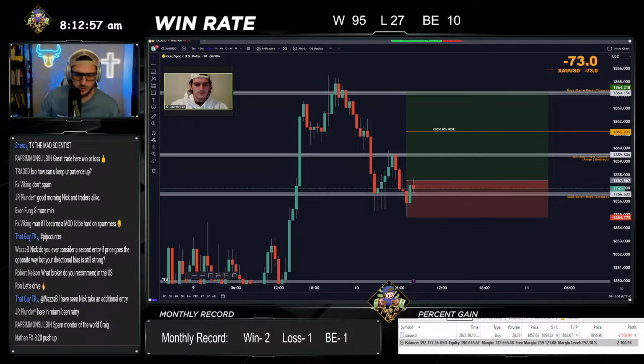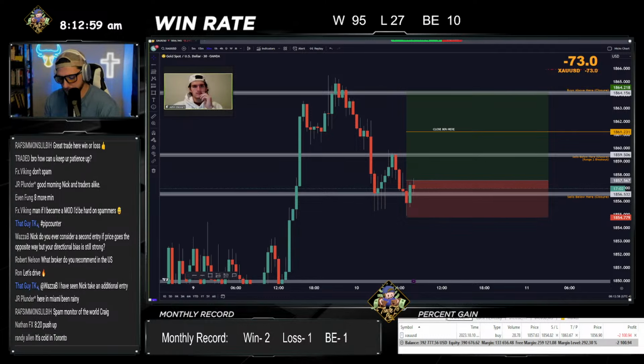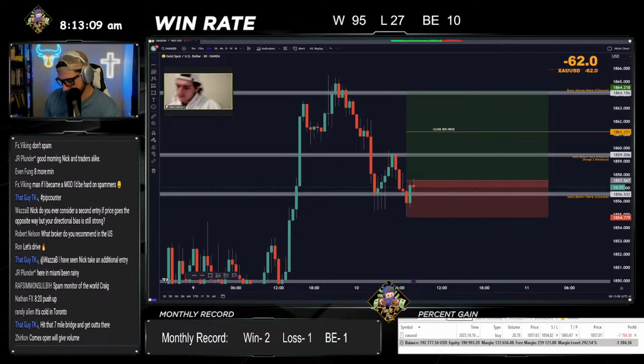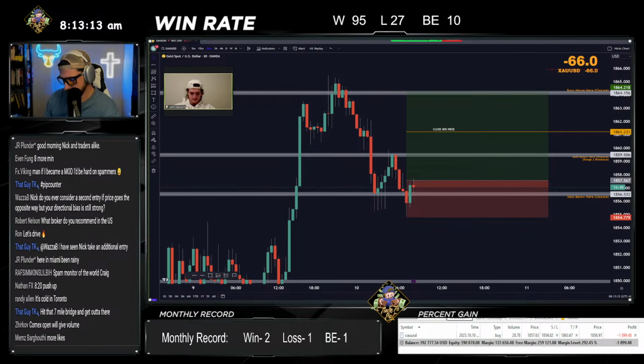820 push. We'll see where we're at at 820. It is 812 right now. So we got 3 minutes left for the 15-minute candle to close up here. 820 gonna push us on up, I believe. Moving on up, moving on up.